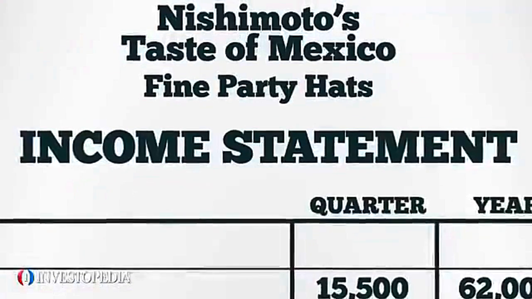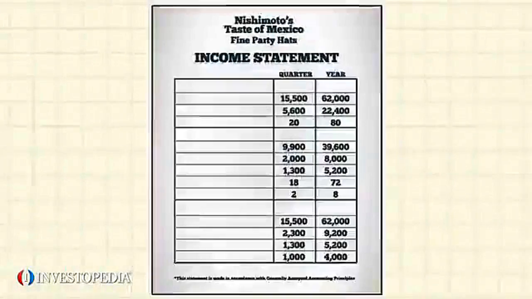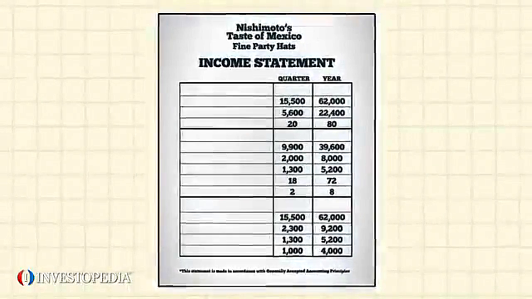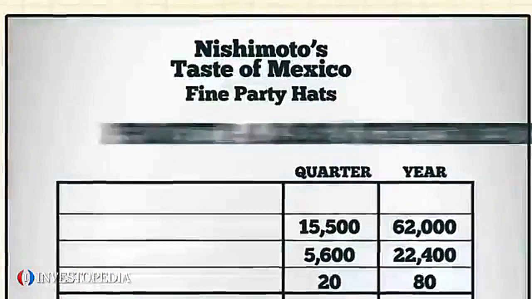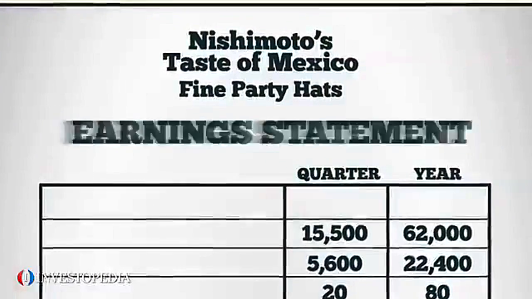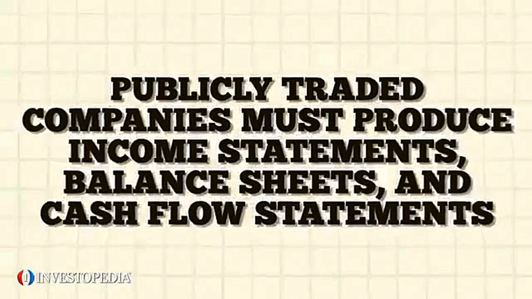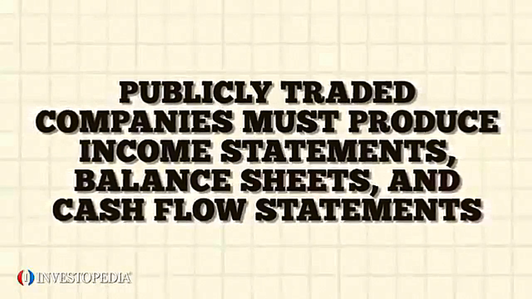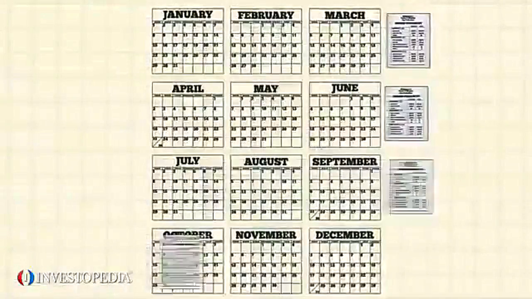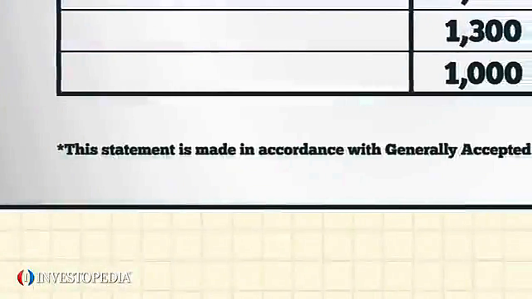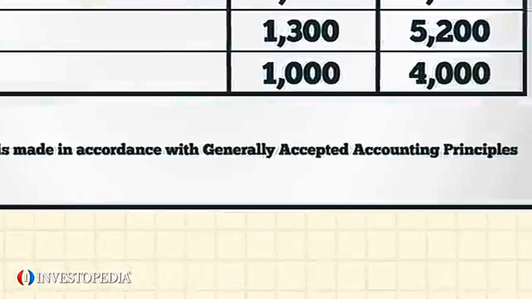The income statement is a report that measures a company's financial performance over a specific accounting period. This statement is also known by a number of other names: profit and loss statement and earnings statement. Publicly traded companies must produce income statements along with balance sheets and cash flow statements for each quarter and each year in accordance with generally accepted accounting principles.